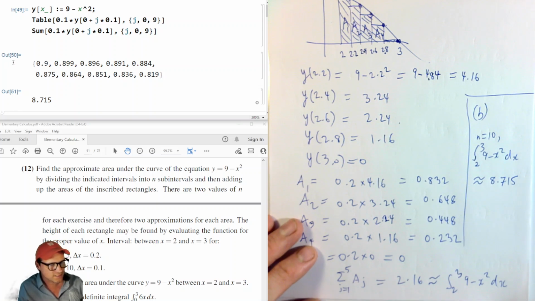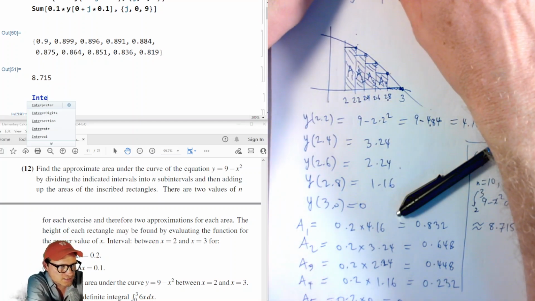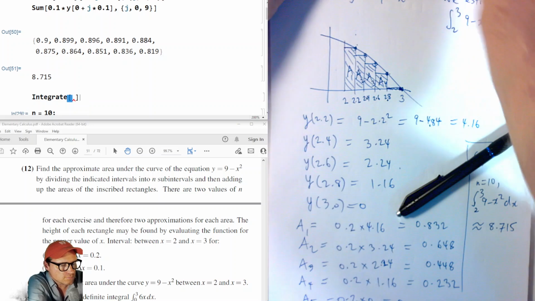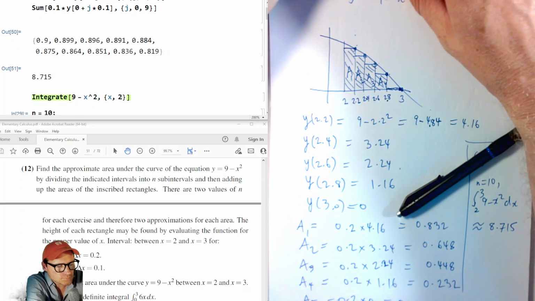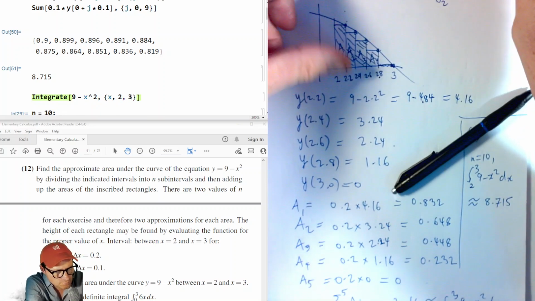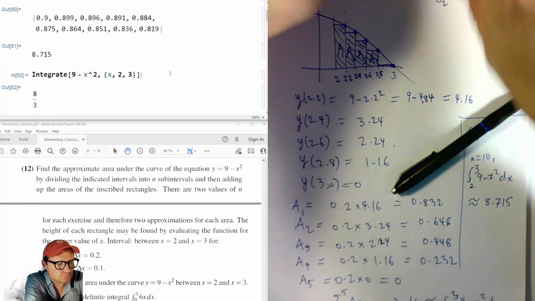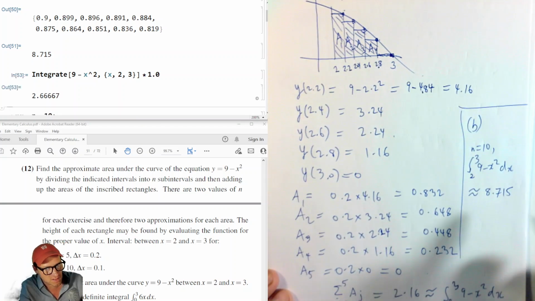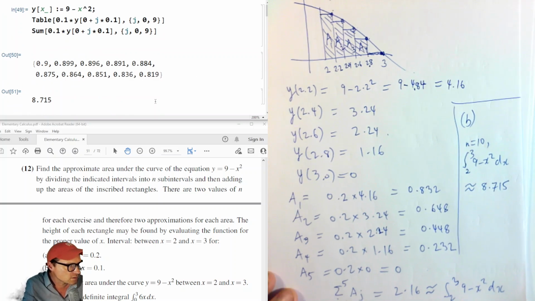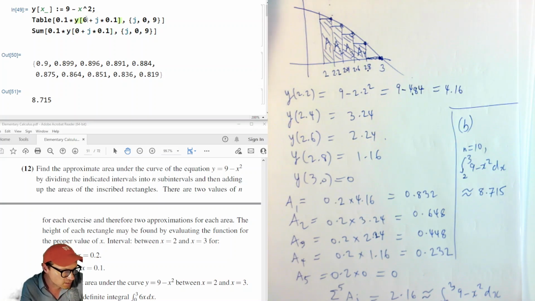Okay, let's take the actual integral, because Mathematica here will integrate this for us. And then we'll do that by hand in the next question. So 8 over 3, 2.66. So yeah, I must have done something wrong here. All right, let's find out what it is. Oh, I see. Yes, yes, yes. I've started in the wrong spot.